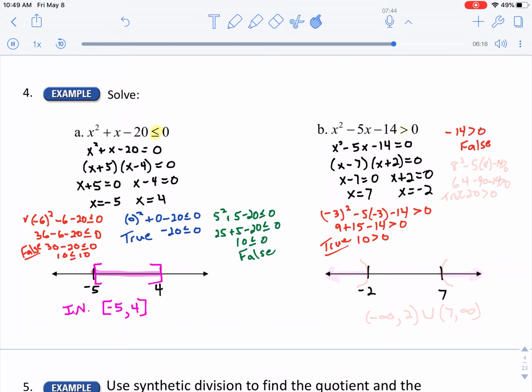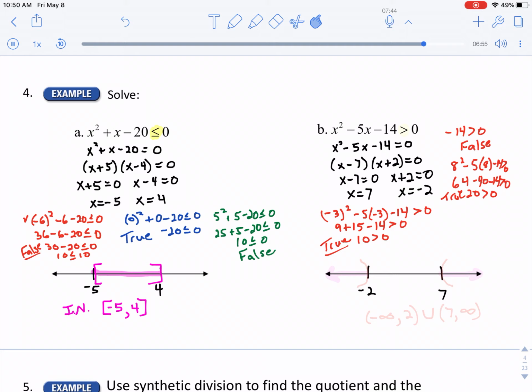And then last but not least, I'm going to put in something to the right of 7. Something to the right of 7 would be 8. So I've got 8 squared minus 5 times 8 minus 14 is greater than 0. That gives me 64 minus 40 minus 14 is greater than 0. That gives me 24 minus 14, which is 10, and 10 is greater than 0. That's true. So I'm going to shade over there.